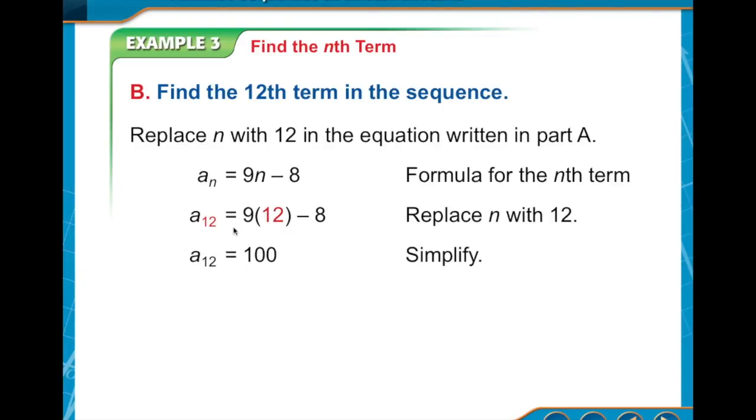So 9 times 12 gives you 108. Take away 8, you're left with 100. Nice, neat, even number. That is the 12th term in that sequence.